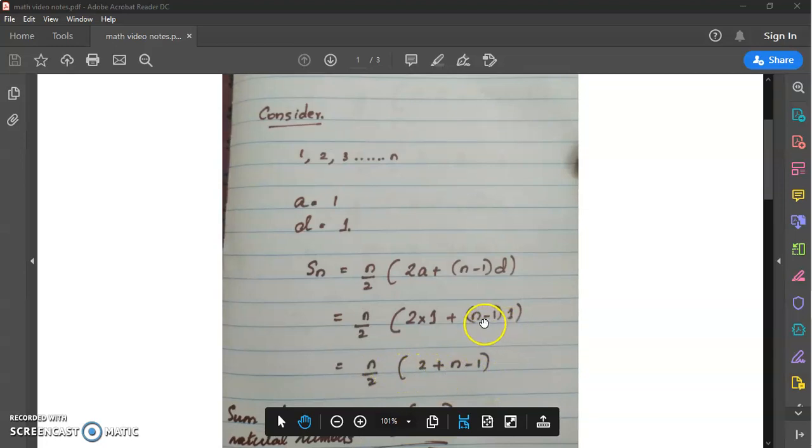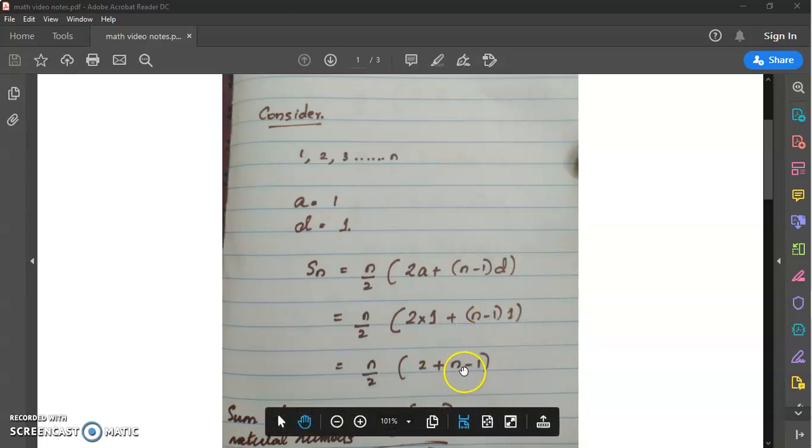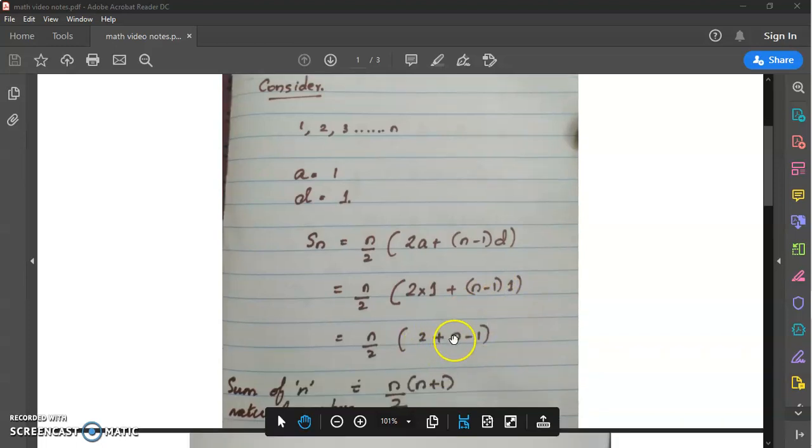So, it becomes n by 2 into 2 plus n minus 1. When the 1 goes inside, 1 into n is n, and 1 into minus 1 is minus 1. 2 into 1 gave 2, 1 into n gave n, 1 into minus 1 gave minus 1. So 2 plus n minus 1. Here, 2 minus 1 is 1. So it becomes n by 2 into n plus 1.